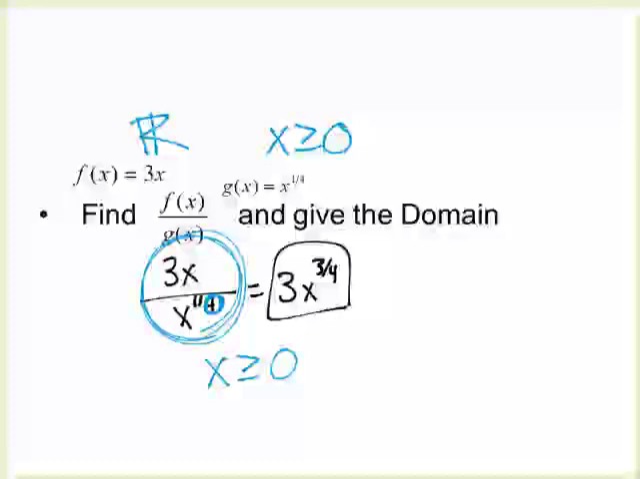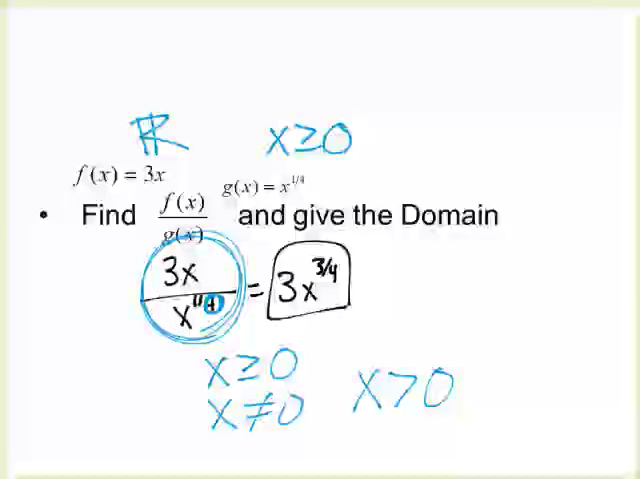In that original, before I simplified, is there any division? Yes. I'm dividing by an x. So what can x not be? 0. I'm not allowed to divide by 0. So if x is supposed to be greater than or equal to 0, but it can't be 0, then what does that leave me with? X is just greater than 0.